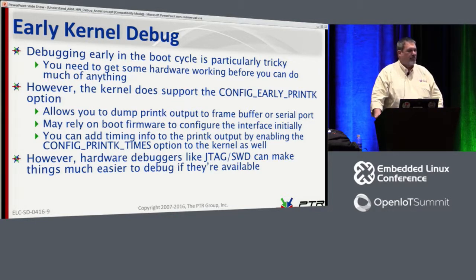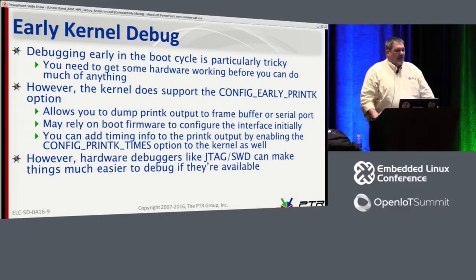One of them is to turn on config early printk. It's an option in the kernel. When we turn this on, it's going to allow you to dump the printk output to a frame buffer or to a serial port. And you can also put timestamps on it. So you can actually look at the timestamp and say, okay, what is it doing? There's an overlap in time or something like that where we're getting a race condition that's causing us to crash. So that's definitely an option for us.